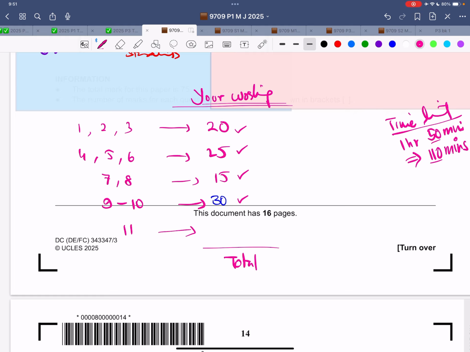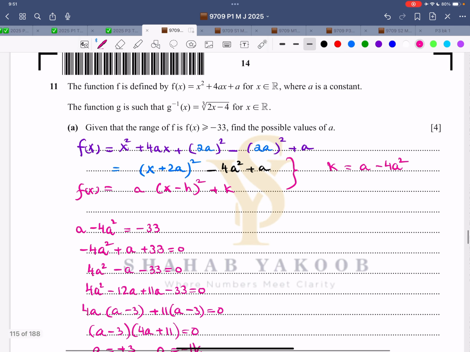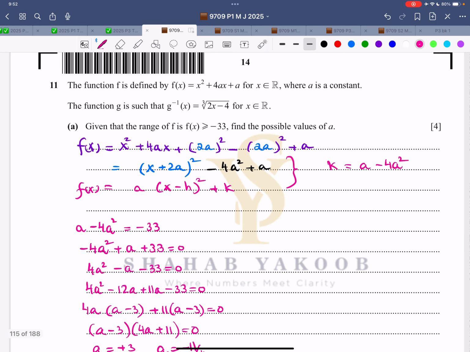And the last question is pretty simple. So that won't be an issue. So now this says the function f is defined by f(x) as such and such, g(x) is such and such. Looks weird, but it's a very easy question. Given that the range of f(x) is this much, find the possible values of a. So now this is like an out-of-the-box question.